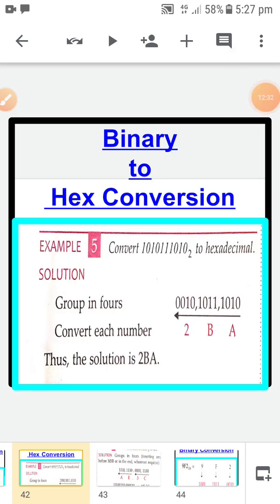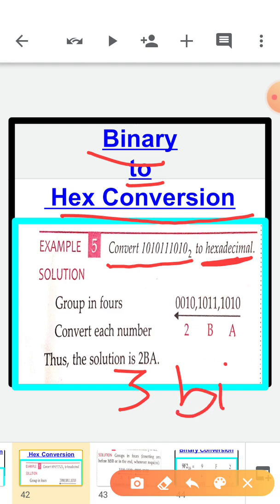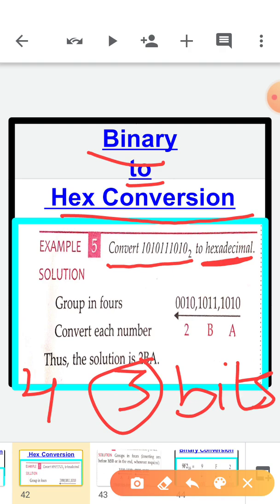Now we have binary to hexadecimal conversion. You have a binary number and you need to convert it into hexadecimal. How can you do that? See, children, we have done this before, like binary to octal. I told you that in octal we need to make 3-bit groups. So in hexadecimal, instead of 3 you have to make 4-bit groups.